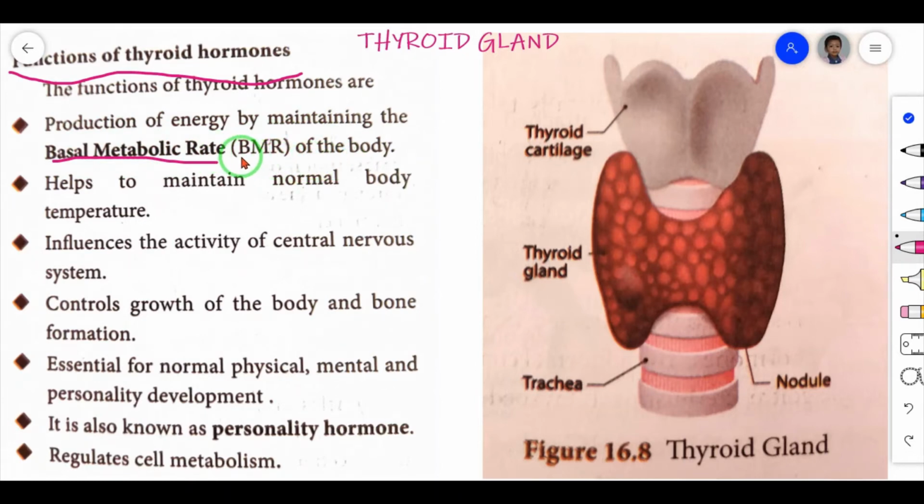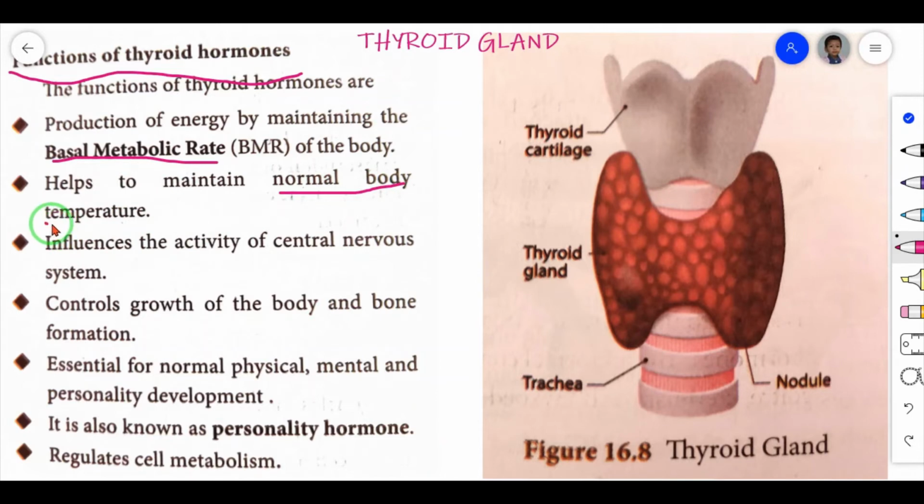What is meant by BMR? The rate at which the body uses energy while at rest to maintain vital functions such as breathing and keeping warm. Second one, helps to maintain normal body temperature.